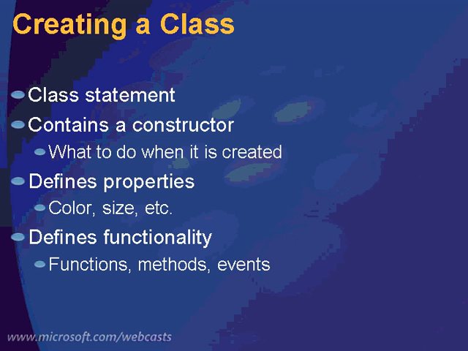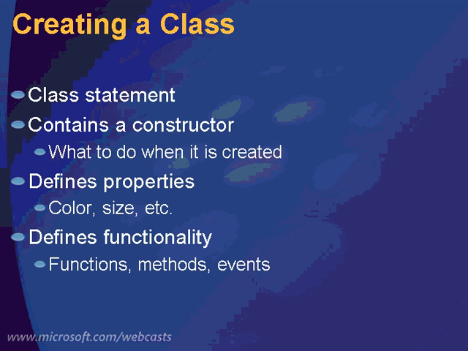Now, how exactly do we create a class? We use the class statement within Visual Basic, and it can contain a constructor as well. Now, a constructor is just a term used for initialization code that is performed when we create an instance of this particular class. Now, also within the class, we define properties. So these are just descriptions of attributes for this particular instance of this class.